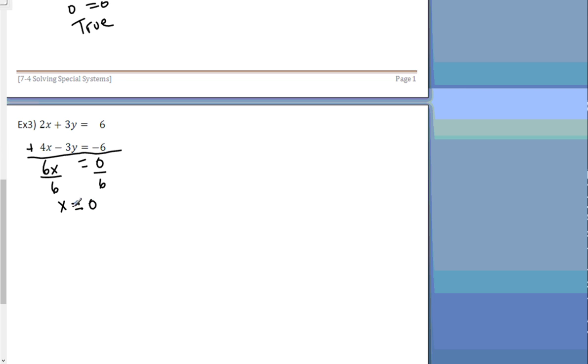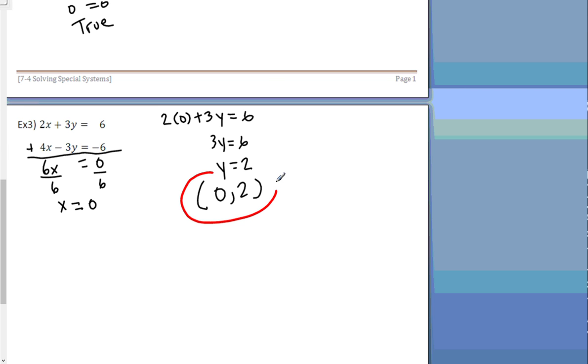That is an answer. It just so happens these two graphs cross at x equals 0. Okay? So what do I have to do to find out what y is? Well, I have to plug in that 0 for x into one of the equations. I'm going to do the first one. And I get 3y equals 6. So y is 2. When I graph those two lines, they cross at (0, 2). That's my answer. Okay? So that's all there is to this.